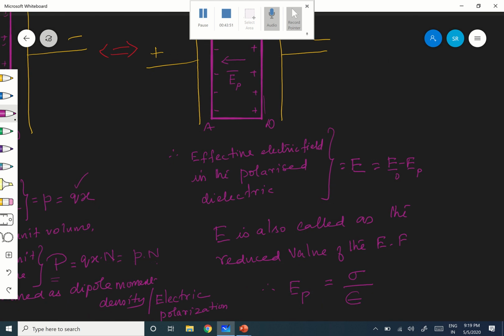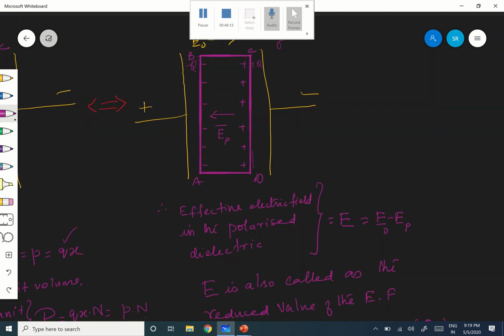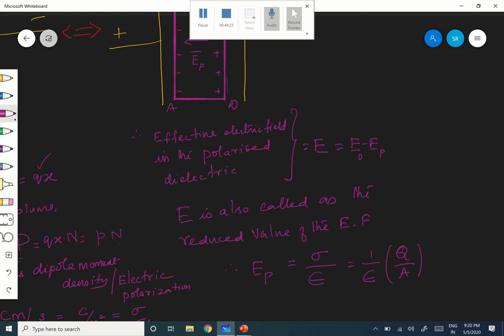What is epsilon? It is the absolute permittivity of the dielectric. Are you following? Therefore that is nothing but 1 by epsilon into Q by A. Q is the charge on the surface, on AB and CD on both sides. Let A be the area of the plate. Therefore Q divided by A.